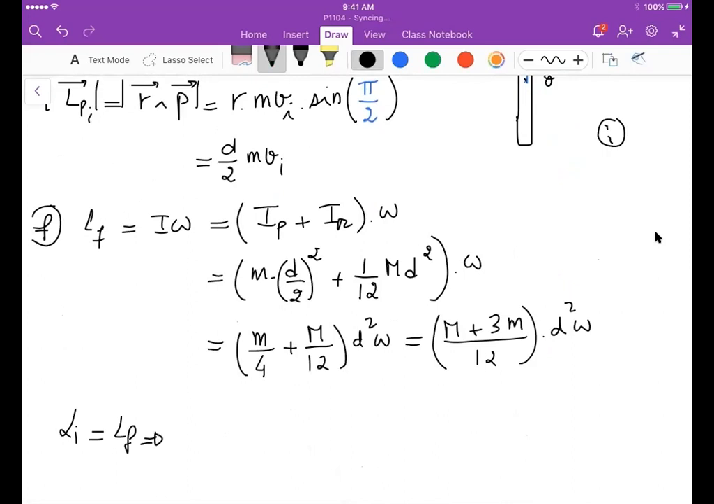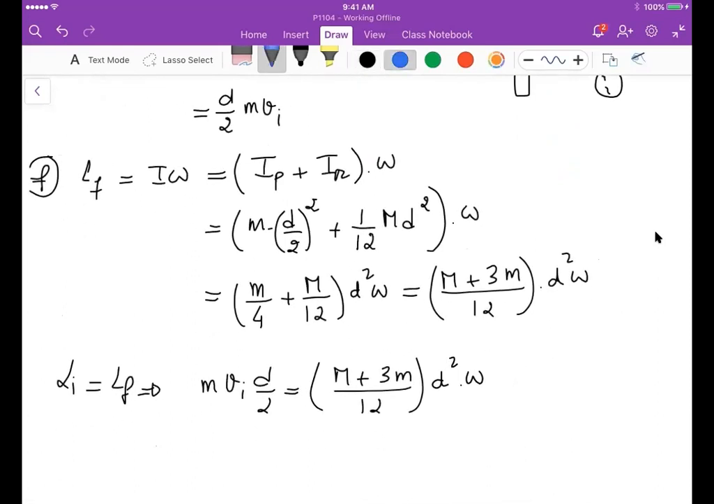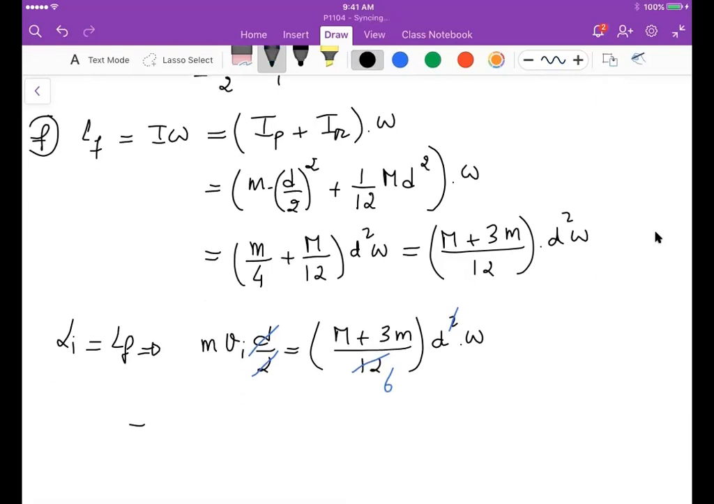That gives us m times vi times d over 2 is equal to m plus 3m divided by 12 multiplied by d squared multiplied by omega. And so now if we just make some simplification, d squared cancels with the d. Of course we cannot get rid of everything, but we can reduce the factor 2, and here it becomes 6. And so we end up with m times vi is equal to m plus 3m over 6 multiplied by d multiplied by omega.